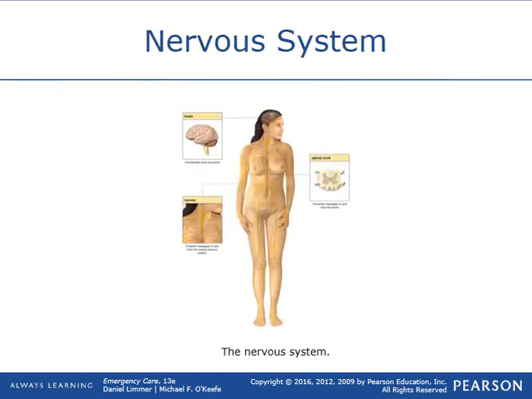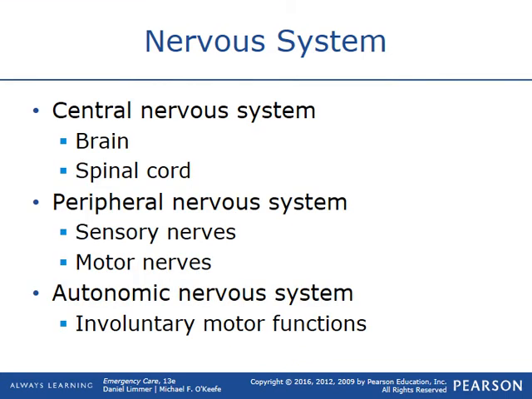Here's the nervous system, which is comprised of the brain, the spinal cord, and the nerves. The nervous system, like we talked about, you've got the central nervous system, which is the brain and the spinal cord. You've got the peripheral nervous system, which consists of the sensory nerves and the motor nerves, and the autonomic nervous system, which is the involuntary motor functions. So remember, the nervous system consists of the brain, the spinal cord, and the nerve tissue. It's going to transmit impulses that govern sensation, movement, and thought. It also controls the body's voluntary and involuntary activity. So the central nervous system is composed of the brain and the spinal cord.